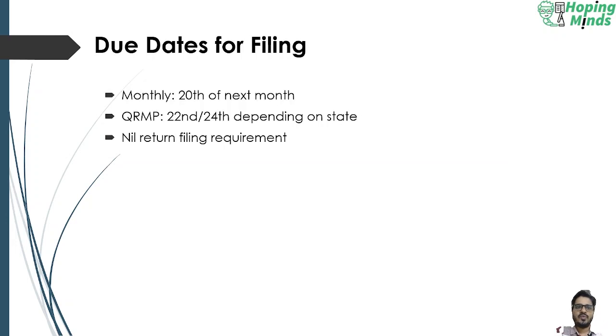So next, what are the due dates for filing of GSTR-3B return? The due date for those who have opted for monthly filing is 20th of the succeeding month, whereas for those who have opted for QRMP scheme, the due dates are 22nd or 24th of the succeeding month depending on the states. So the GST department has notified the states for which these two dates are applicable.